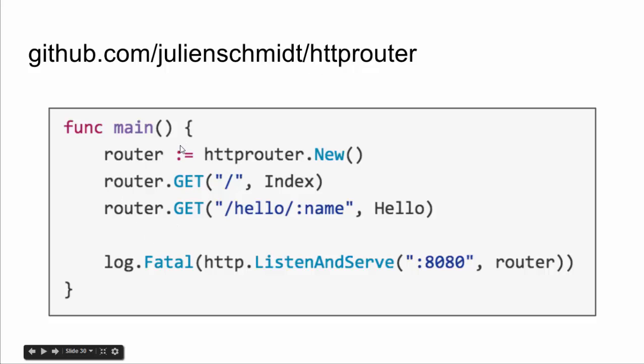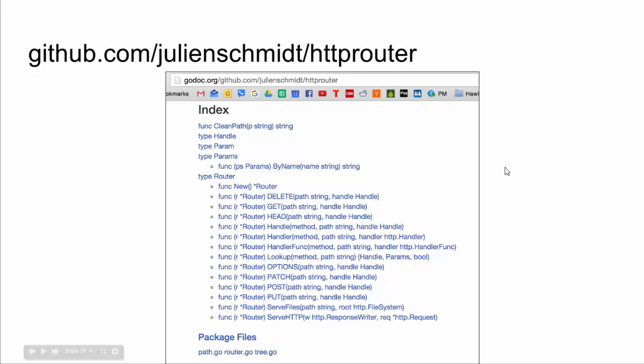So with Julian Schmidt's router, you create a new router, and then you can set its routes with .get, with a URL and handlers, and then it goes in as your overall handler. Besides get, you can also do delete, head, options, patch, post, put, basically every HTTP method. You're probably not going to need more than get, put, post, and delete, but there are a couple of others available in case you need them.